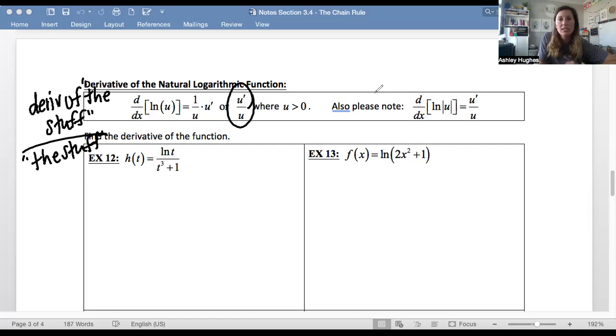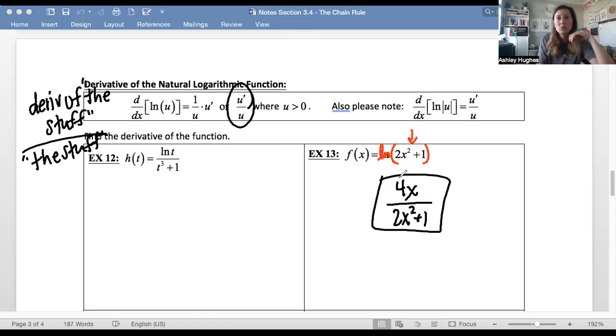I see natural log on the outside. So when I see the natural log of something, I take the derivative of the stuff, the inside, and put it over the stuff, which is the inside. So I literally just take the derivative of this, which is 4x, and I put it over this. Natural log is not in the answer when natural log is the outer function. Okay, so that's an example of how to apply this rule.